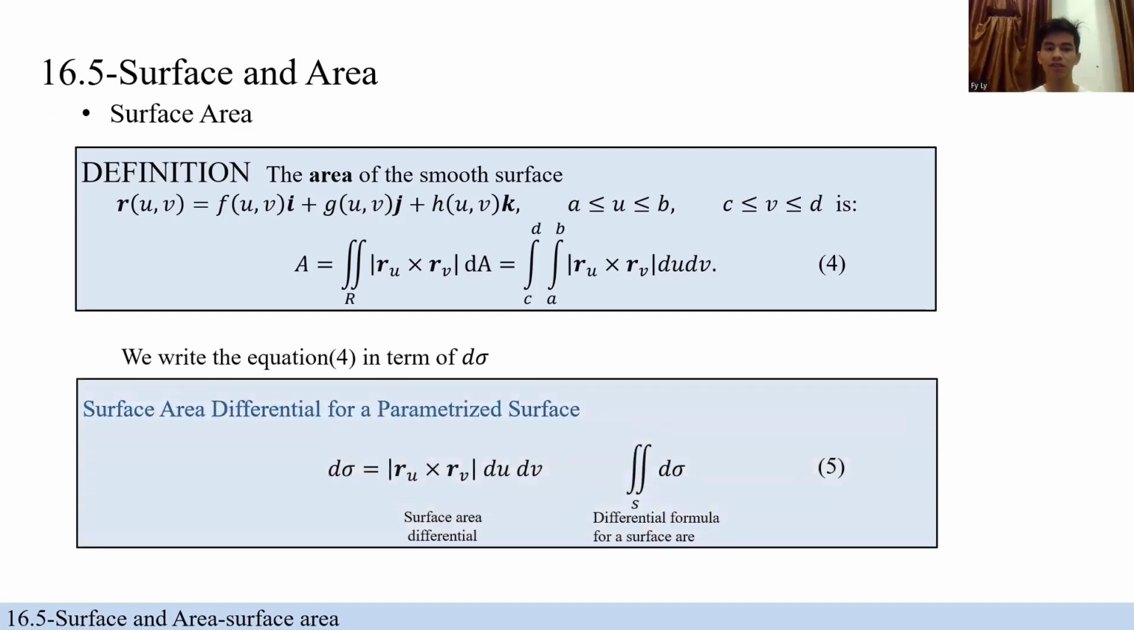We can write equation 4 in terms of d sigma. So d sigma is equal to the magnitude of r_u cross r_v du dv, and the surface area is the integral over the surface of d sigma.